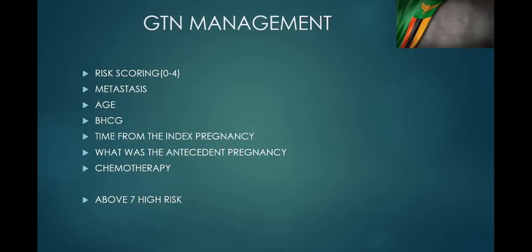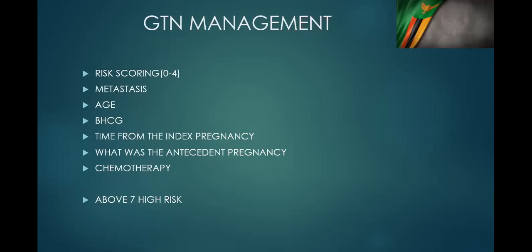Then you look at the age. The patients who are aged above 40 are high risk. The patients below 40 are low risk. You look at beta HCGs. If it's very high, 100,000, it's high risk. If it's below, it's low risk. So all these scorings you do. If the time from the time the patient had their pregnancy to the time they present is longer, then these patients will have a higher scoring between 0 and 4.